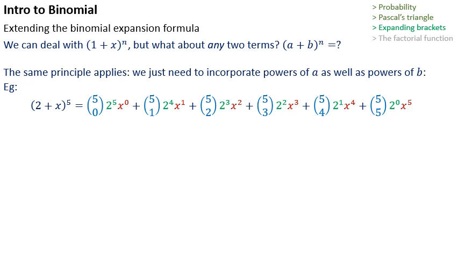5 nCr 2 will tell you that there are 10 ways of choosing two things from 5, and it will also give you the binomial coefficient that belongs with the x squared term. Now if you look at the green bits, those are descending powers of the first nomial, the first number in the bracket. So we've got powers of 2 that go down from 2 to the 5 all the way down to 2 to the 0. And at the same time, we've got corresponding ascending powers of x, from x to the 0 all the way up to x to the 5.